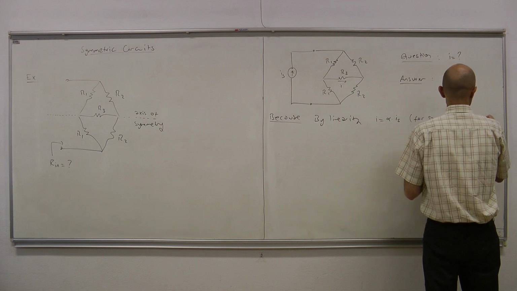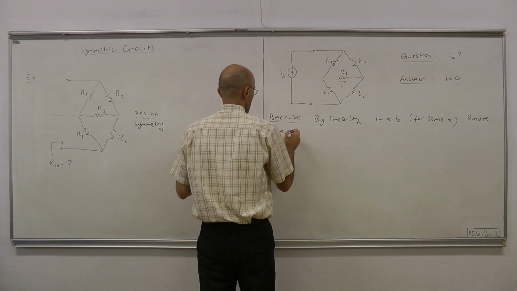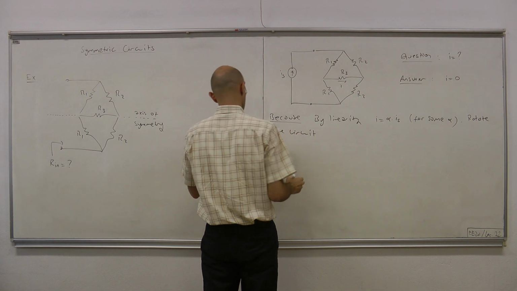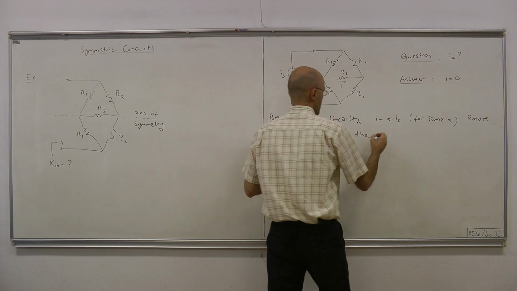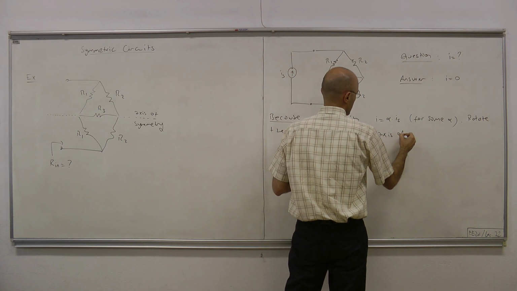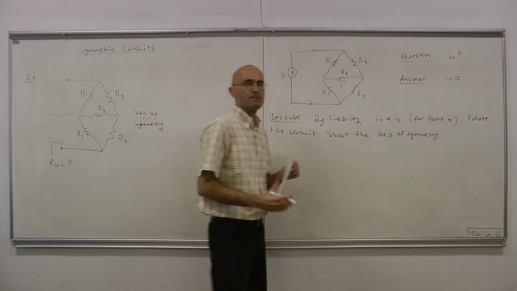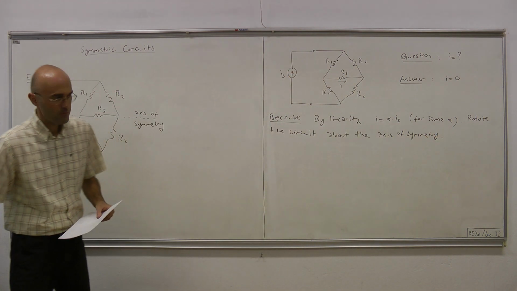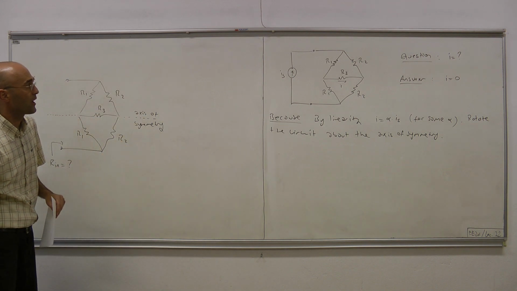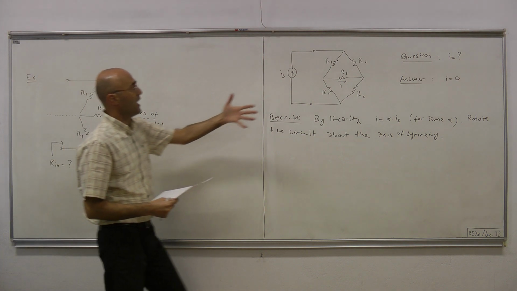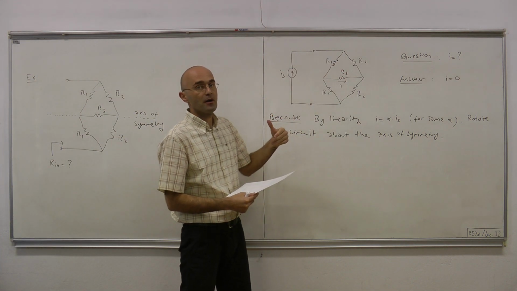Now rotate the circuit about the axis of symmetry. What we mean by that is the following. This is the axis of symmetry. So suppose that I take this circuit, which is running and generates some current.